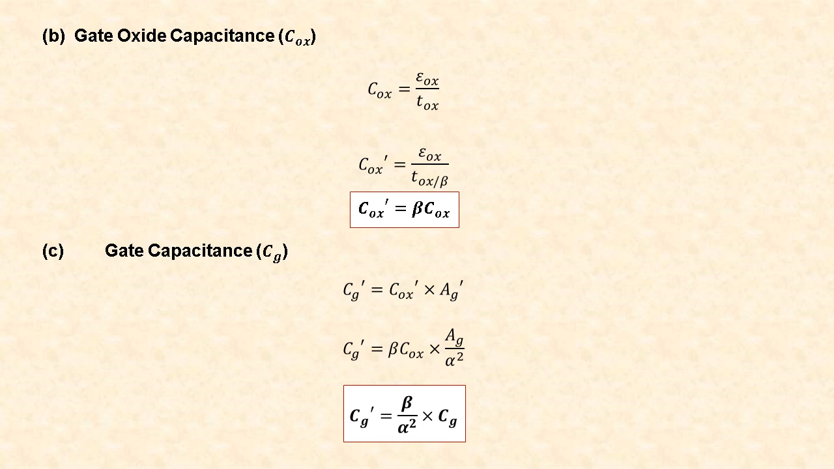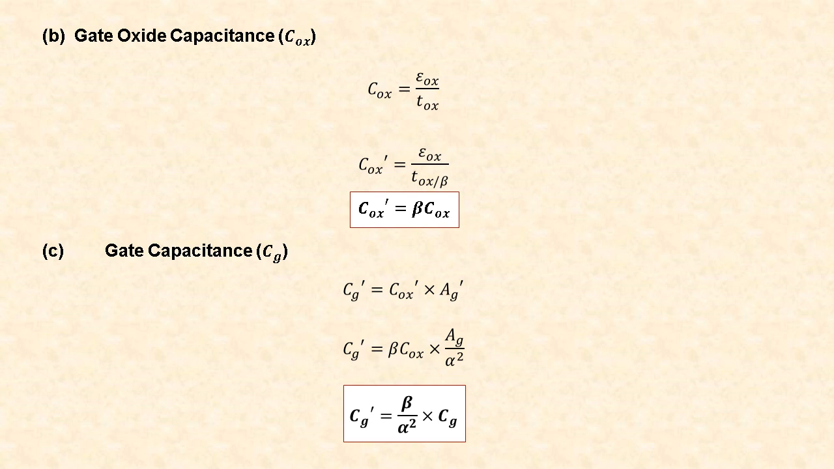Next is the gate oxide capacitance Cox. We know that Cox is equal to epsilon ox by T ox. Here epsilon ox is the permittivity of the oxide and T ox is the thickness of the oxide layer. Now the scaled capacitance will be epsilon ox divided by T ox by beta. Since permittivity is constant, it is scaled by 1. So gate oxide capacitance is scaled by beta into gate oxide capacitance.